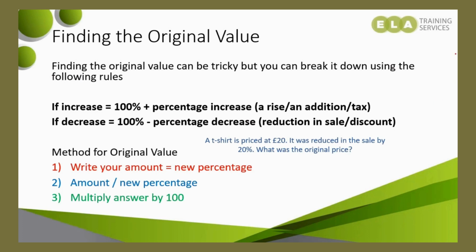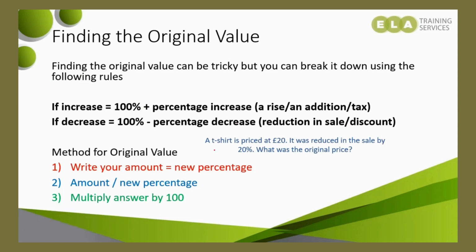Okay, the next two questions that we're going to look at are the final two questions with percentages. The first can be the trickiest, and it's all dependent on the vocabulary that's used in the question. So finding the original value can be tricky, but you can break it down using the following rules. If your question mentions an increase, so you're looking for words like rise, addition, tax, you do 100% plus the percentage in the question. If it is a decrease, we do the opposite. So we do 100% take away the percentage decrease. And words to tell you that it is that type of question are reduction, sale, discount.